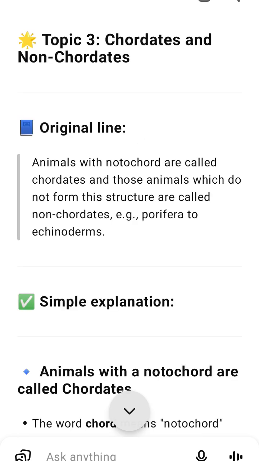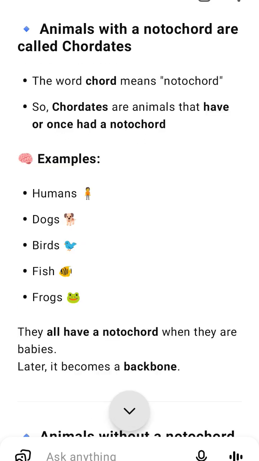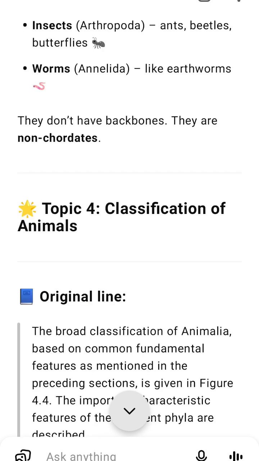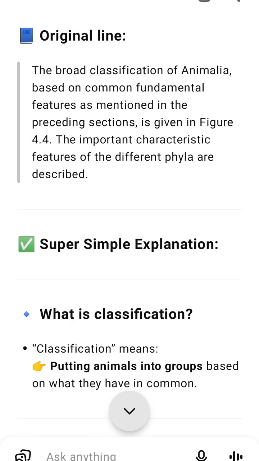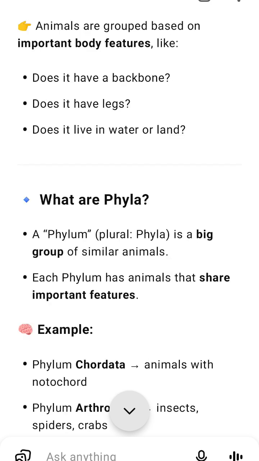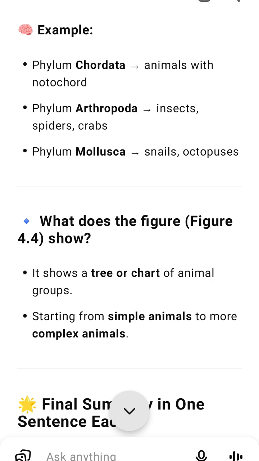3. Chordates versus non-chordates. Animals that have a notochord at any point in their life are called chordates. They are more advanced animals. Many of them have a brain, spine, and complex organs. Examples of chordates: humans, fish, frogs, birds, snakes. Animals that do not have a notochord at all are called non-chordates. They are usually simpler animals, no backbone, no spinal cord. Examples of non-chordates: sponges (Porifera), jellyfish (Cnidaria), insects (Arthropoda), earthworms (Annelida), starfish (Echinodermata).